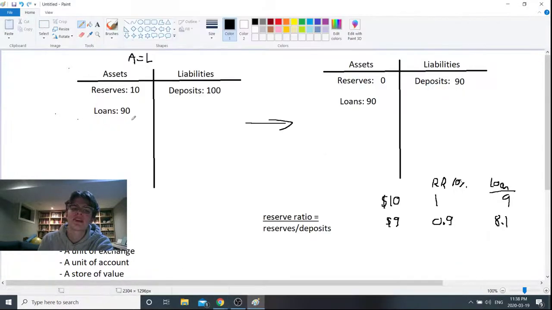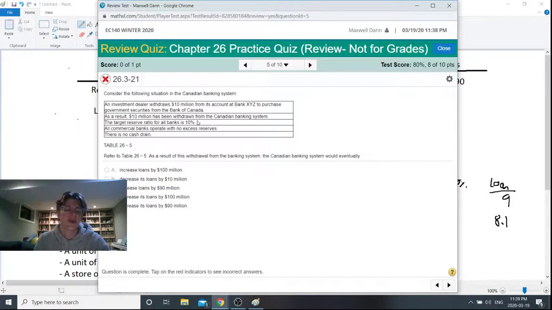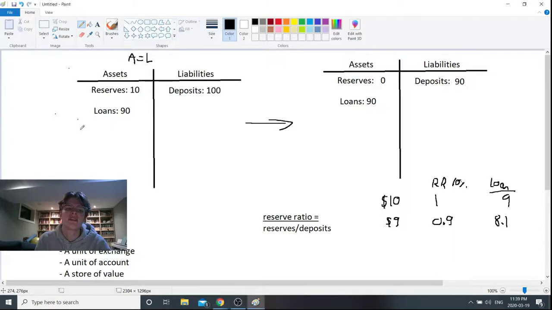But basically, this is what it's going to look like initially, right? Our deposits equal our reserves plus loans. It says that we have a target reserve ratio of 10%, and there is no cash drain. And then they take out 10, so deposits become 90. Right away, reserves are 0 and loans are 90, right? Because you take it out of reserves. Our loans are loaned out. You can't give those back.